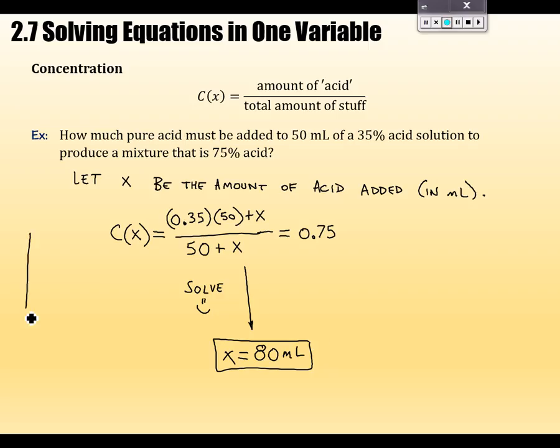If you solve this on your calculator, you'll get the following graph, right? 0.35 is the y-intercept, and then the concentration goes uphill, doesn't it? Tell me about this graph. What is true about this graph?